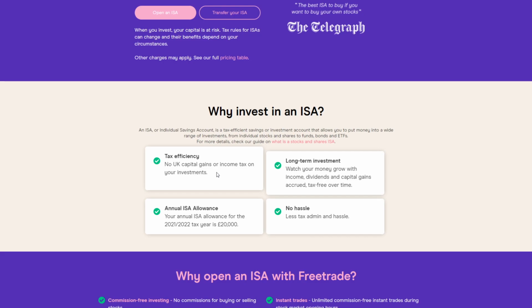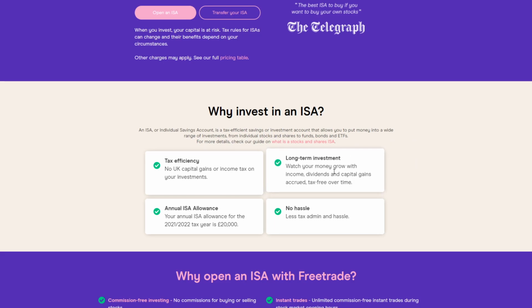It is to provide you with an opportunity to make money without paying any taxes, but it is limited to £20,000 within a given year. The dates for your ISA for this year, so 2021, is from 6th of April until 5th of April of 2022. You can invest up to £20,000 in your ISA, and that is it.